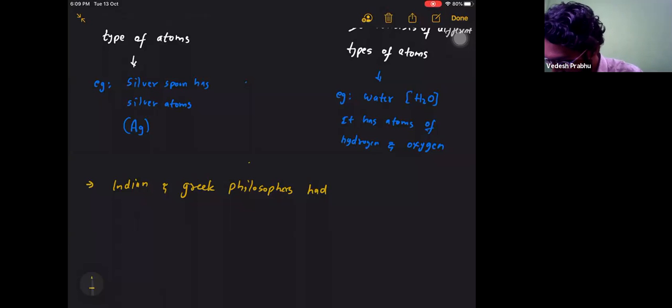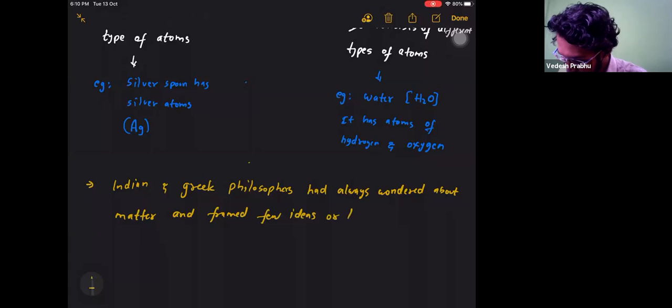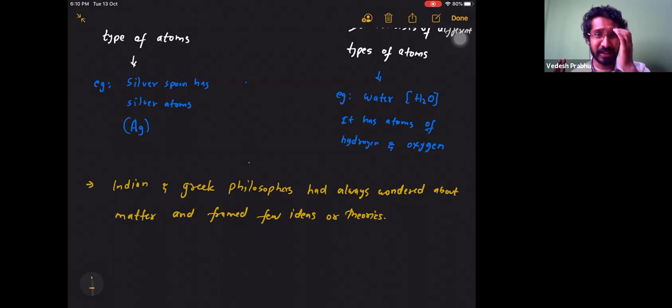They had always wondered about matter and framed a few ideas or theories. But unfortunately we couldn't prove it scientifically. Or if they had proved it scientifically, the proof was missing. The proof was missing.